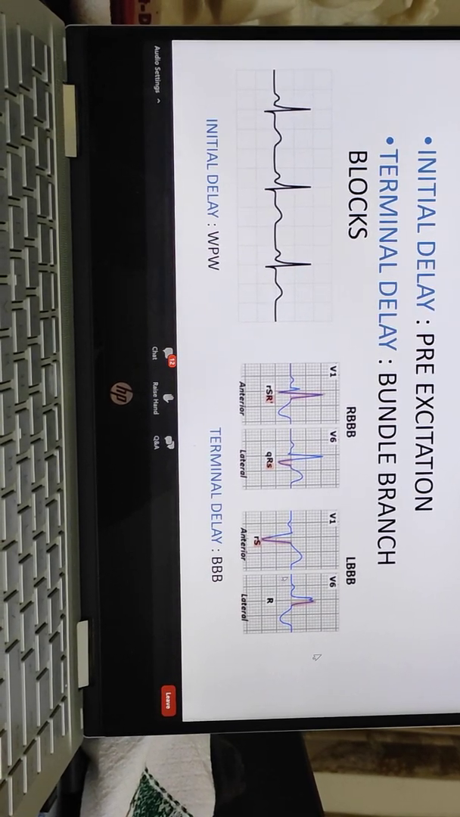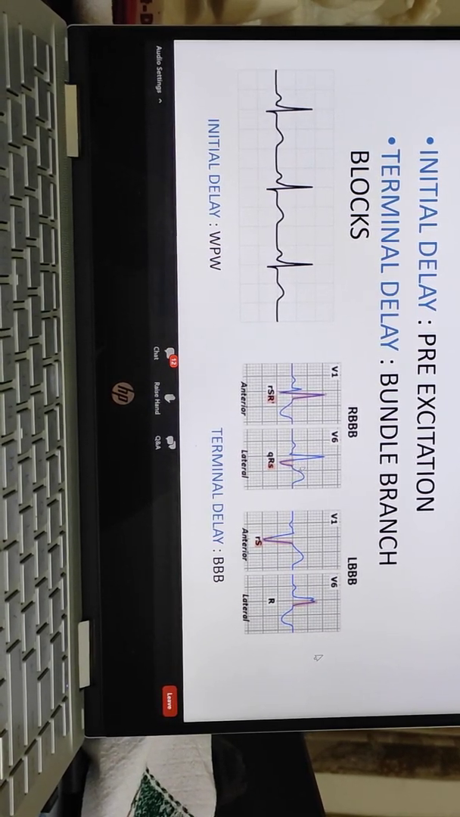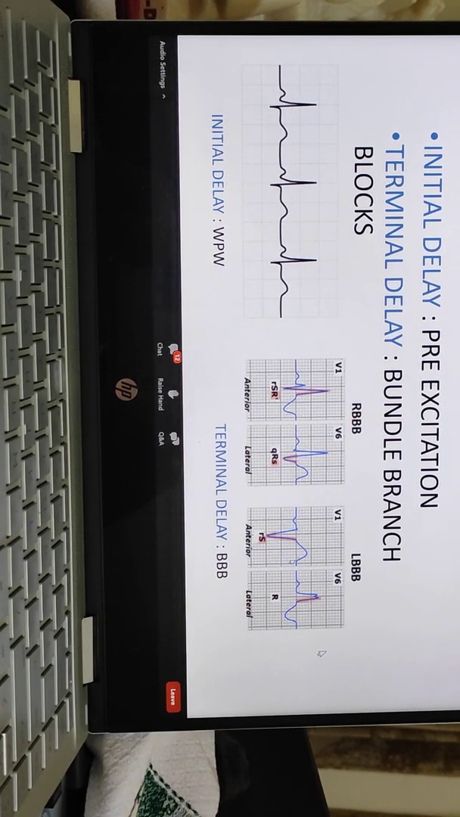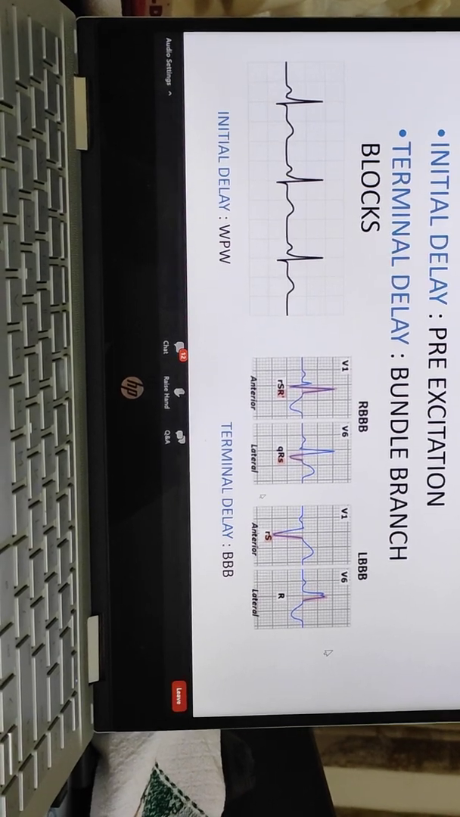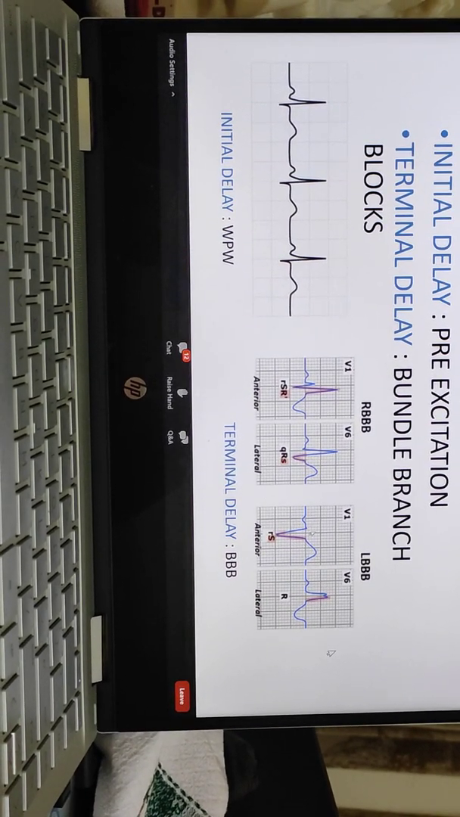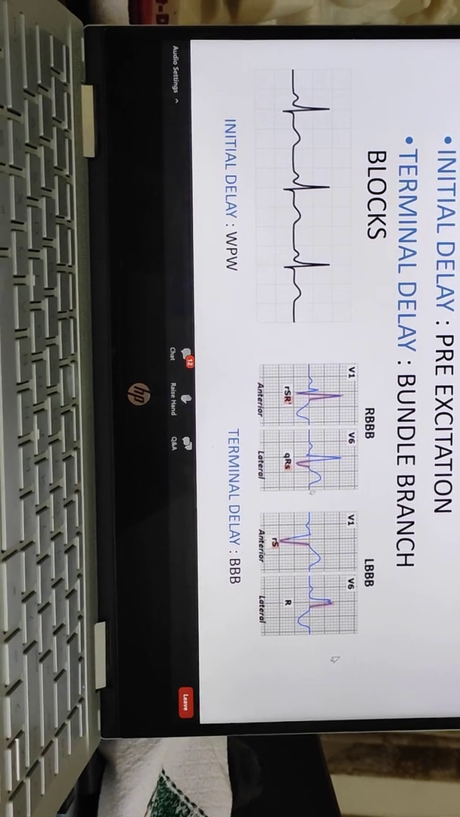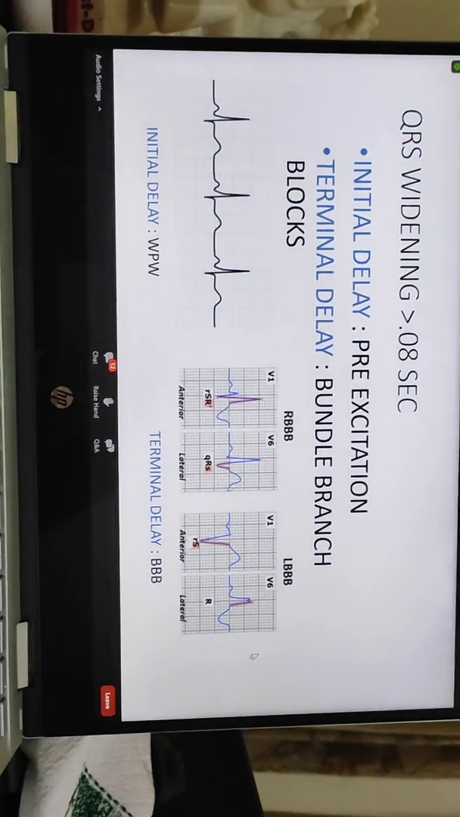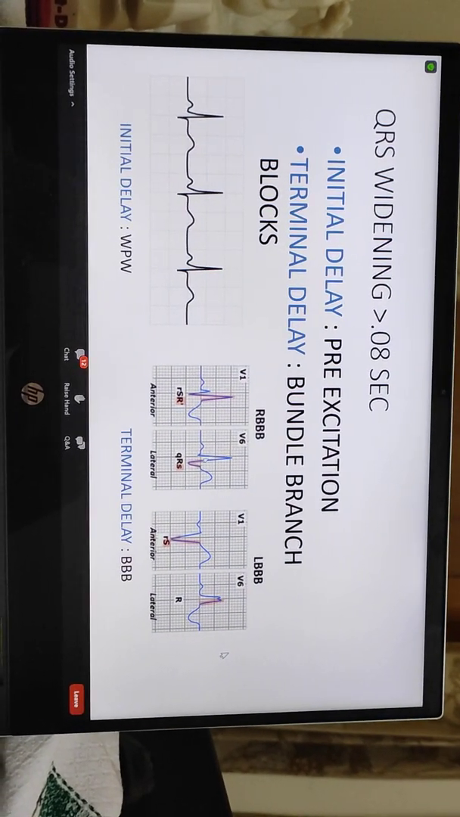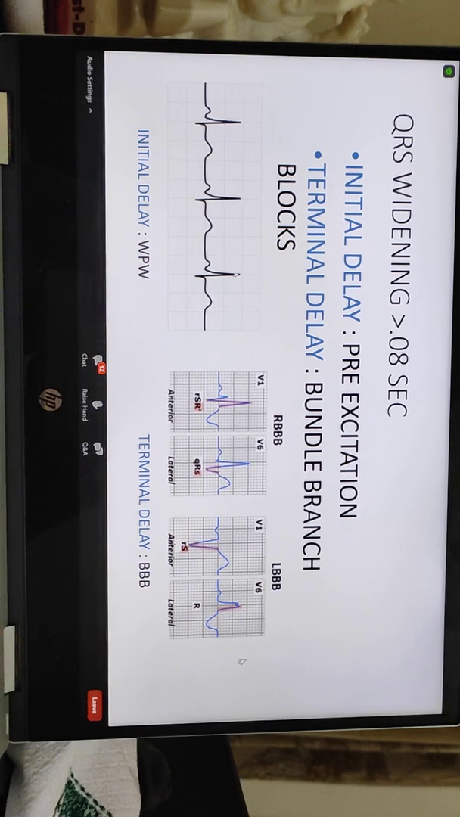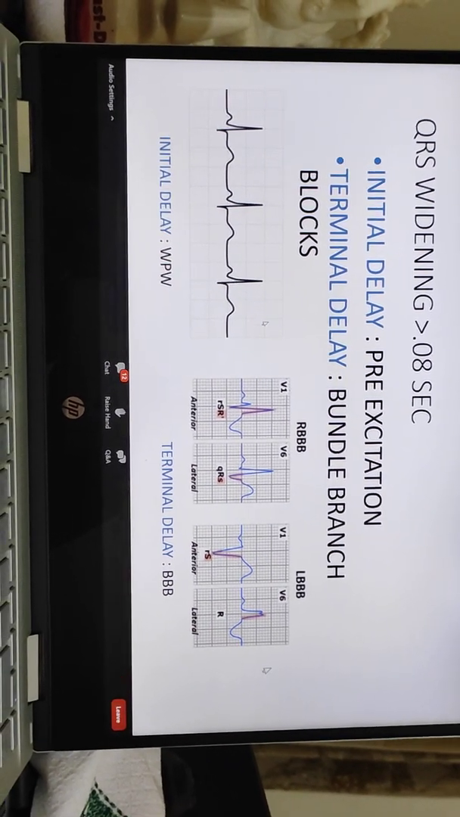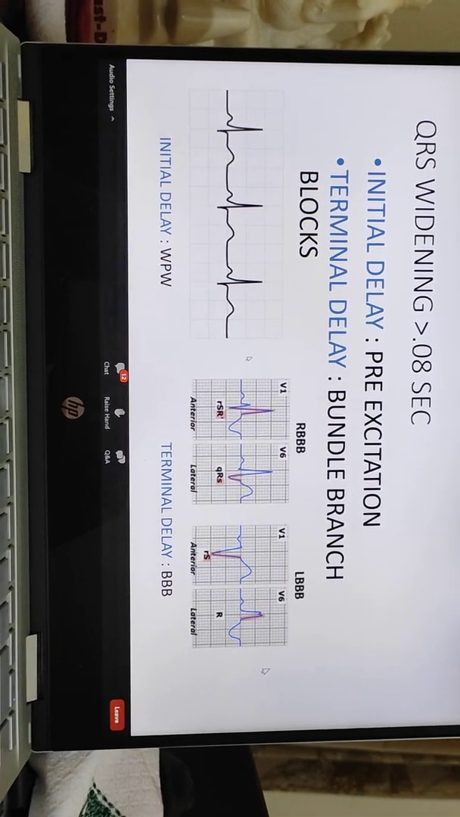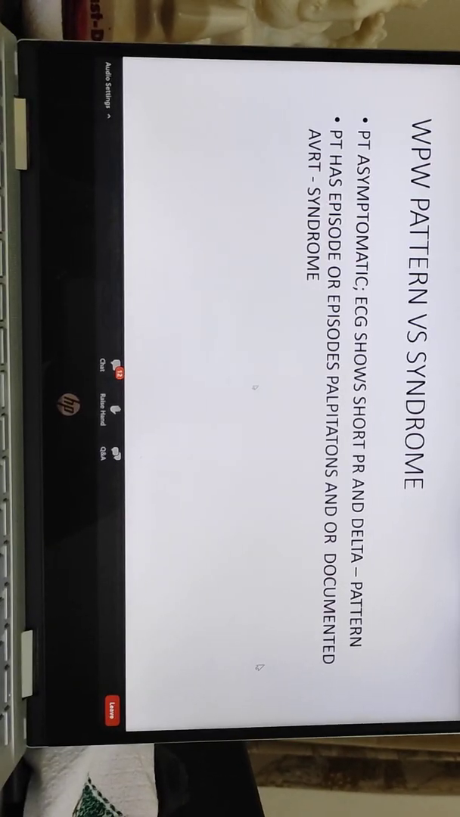When bundle branch block happens, the initial conduction goes through the normal conduction system to the intact ventricle and then travels from the intact ventricle to the ventricle in which the bundle is blocked, through the muscle. So in a bundle branch block, the later portion of the ventricular depolarization is going through the muscle. That's why there's a terminal delay in bundle branch block, whereas there is the initial delay in the Kent bundle pre-excitation. The commonest cause will be the bundle branch block, but the Kent bundle also can produce the pre-excitation wide QRS.